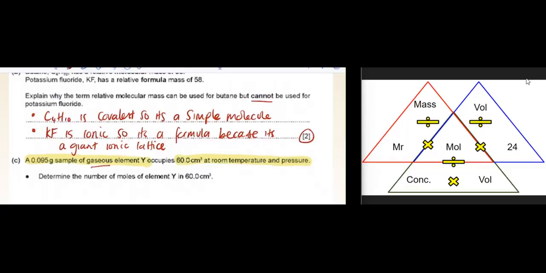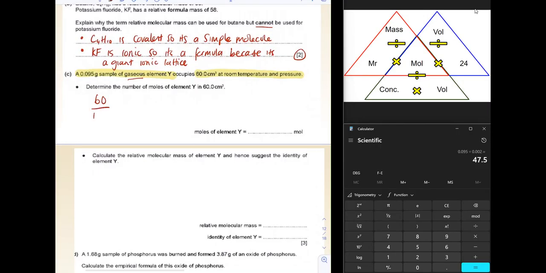So let's plug it in. 60 needs to be divided by 1000 to get it into decimeters cubed. So let's do that first. 60 divided by 1000 gives us 0.06. So that's our volume in decimeters cubed. We can divide that by 24 because that's what our magic triangle tells us to do. And so that's 0.0025. So 0.0025 moles of element Y.